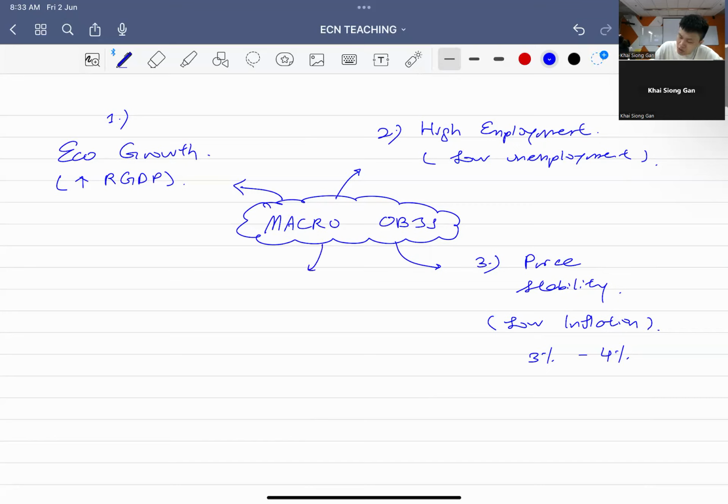We also have another objective called balance of payment stability. You haven't learned this yet. Balance of payment is an accounting record that records all the transactions between one country and the rest of the world.